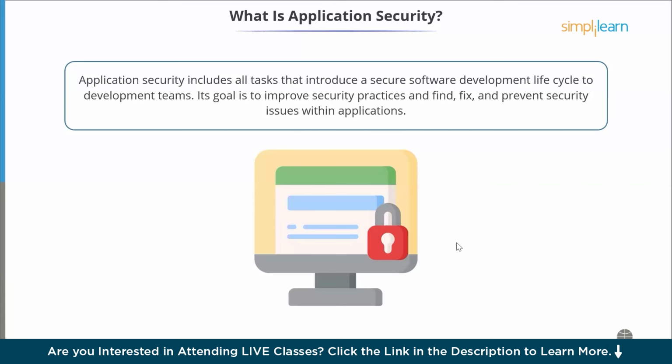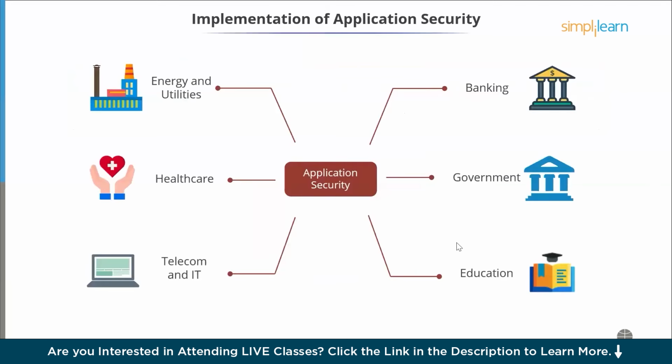So as the name says, application security includes all tasks that introduce a security software development lifecycle, development teams. Its goal is to improve security practices and find, fix, and prevent security issues within applications. How it is done, why it is done, that we will learn along the journey, along with practical examples.